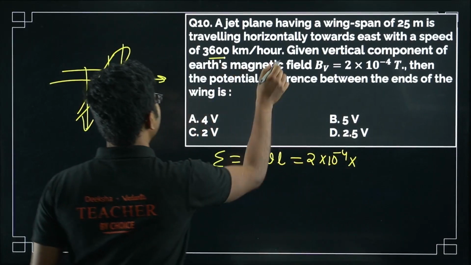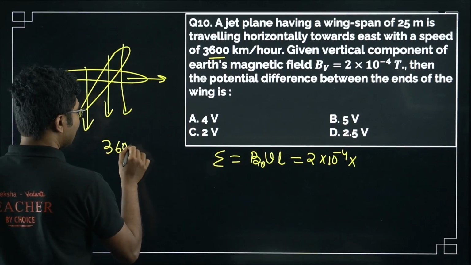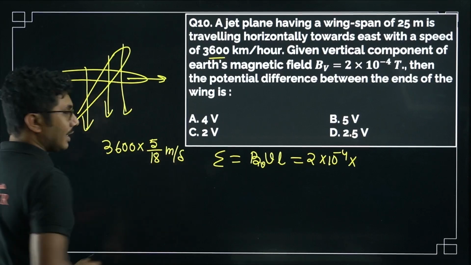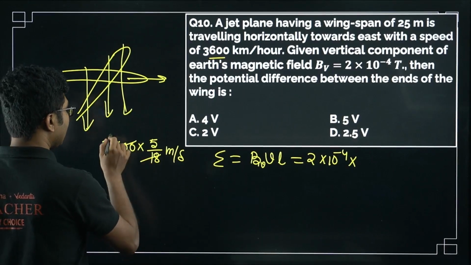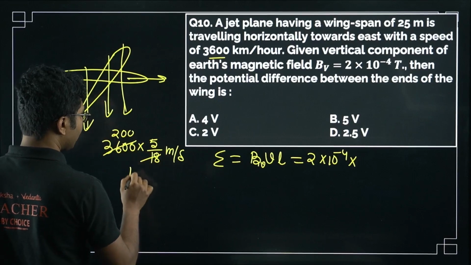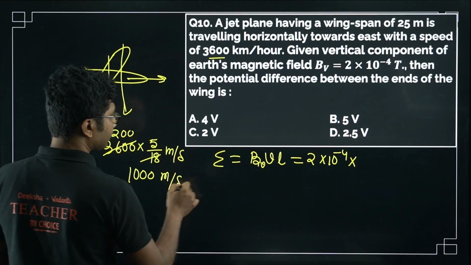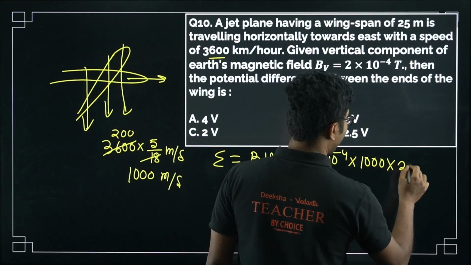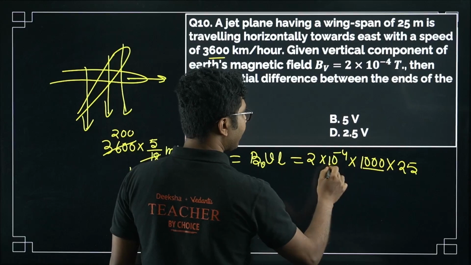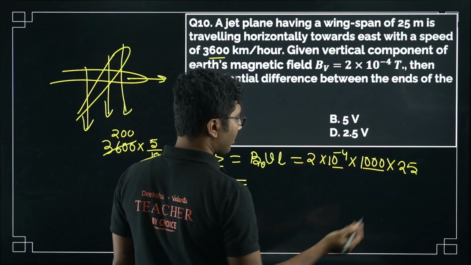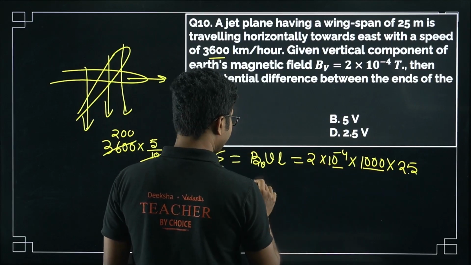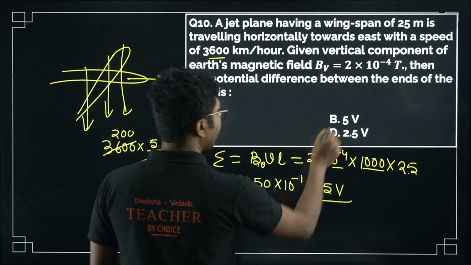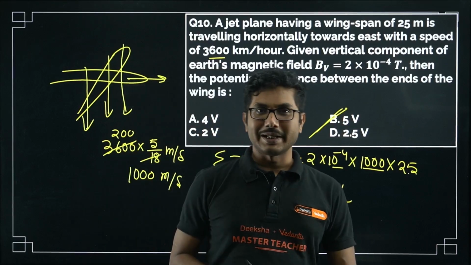Velocity is, now velocity is 3600 km per hour. 3600 km per hour means it will be 5 by 18 meter per second. Okay, remember this conversion factor, it will be very, very handy. It will be 200 into 5 is 1000 meter per second. Put the value over here, 1000 into L is 25, right? Now 1000 into 10 to the power of minus 4 will give you 10 to the power of minus 1. So 25 into 2 is 50 into 10 to the power of minus 1, that is 5 volt. So you get a 5 volt battery when you are sitting on a plane, right?